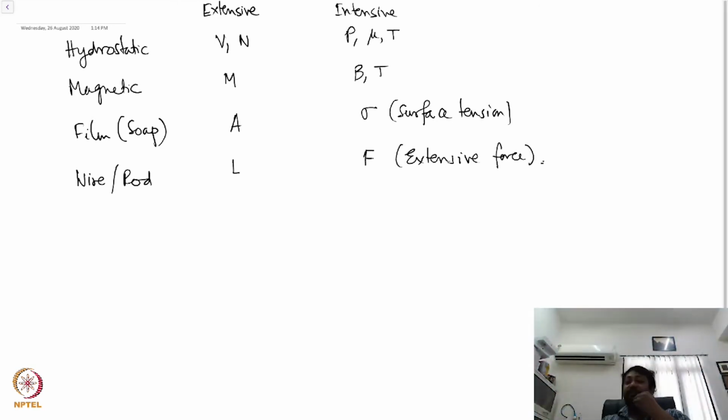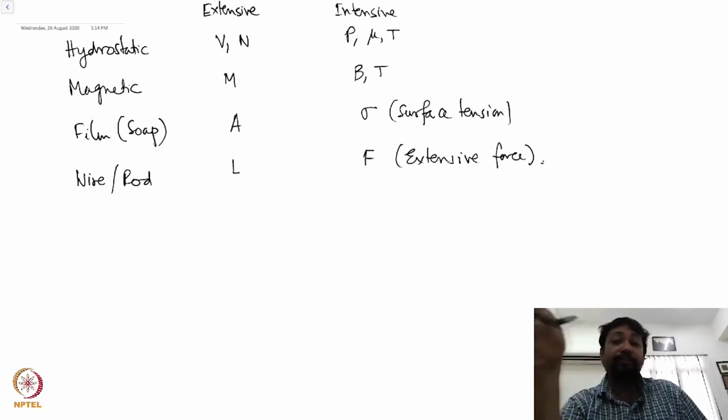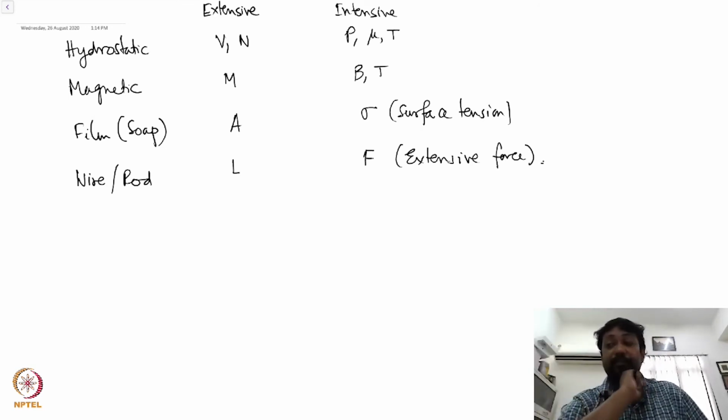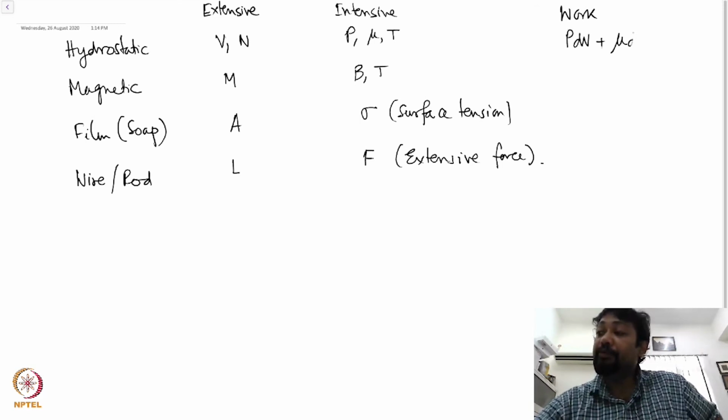intensive variable. So it's always important to note that given any arbitrary system, I can describe that system thermodynamically by identifying the relevant macroscopic variables. And once I have identified the relevant macroscopic variables, all I am left to do is to identify which of these are extensive and which of these are intensive variables. Once I have identified that, then I know that the work done is PdV plus mu dN.